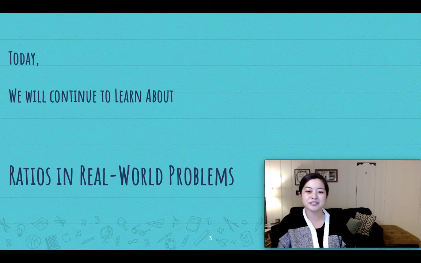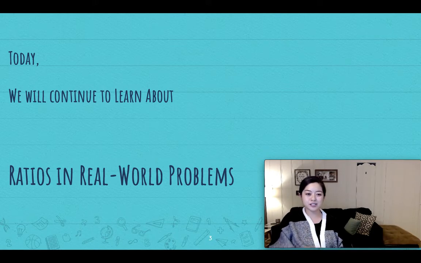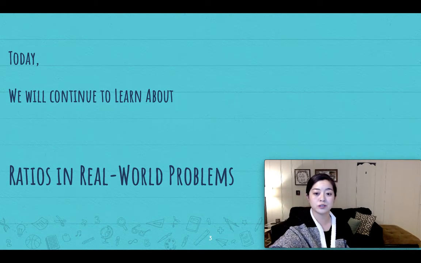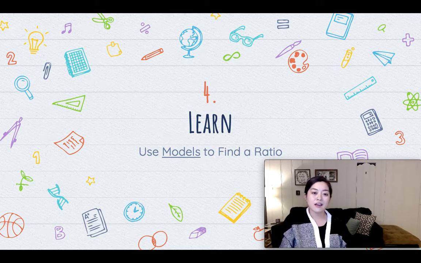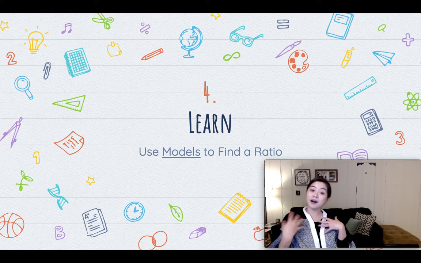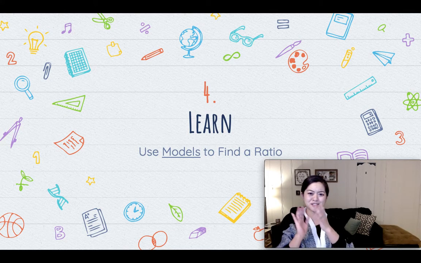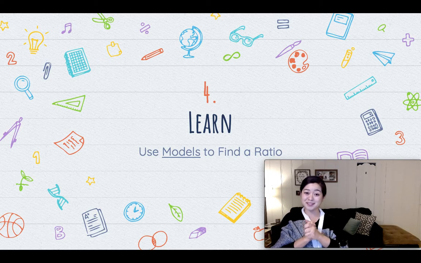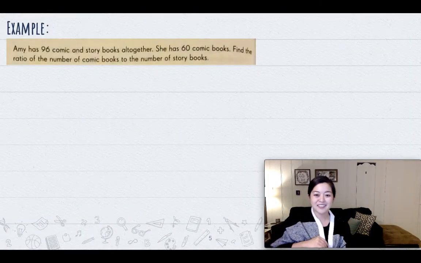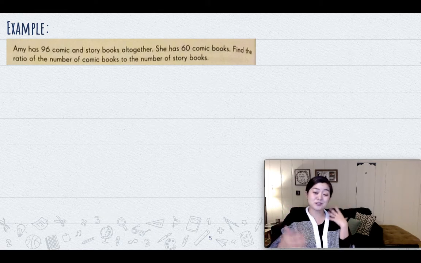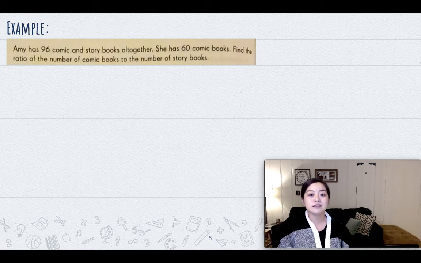Today we will continue to learn about ratios in real world problems. And first, we're going to use models to find a ratio. Do you remember bar models? That's what we're going to use to help represent the situation, okay? So let's look at the example.